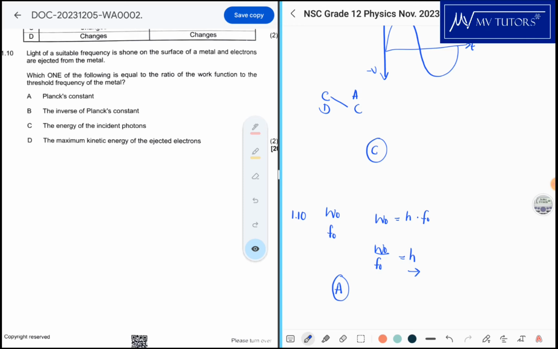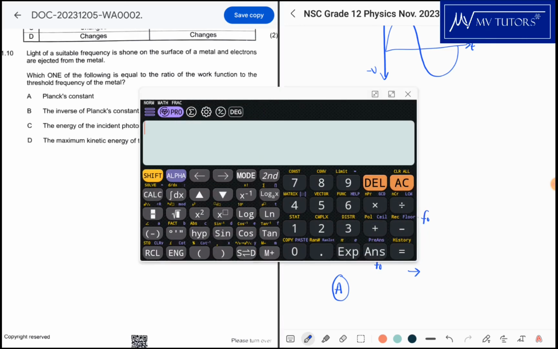20 marks. How much time should you have spent on this question? We have 180 minutes, 150 marks. Multiplied by 20 marks, you could have spent 24 minutes on this question.